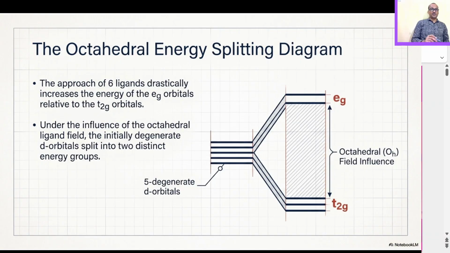So when the approach of 6 ligands takes place to the metal ion, the complex will form, and this will split the 5 degenerate orbitals into 2 sets, the T2g set of orbitals and the Eg set of orbitals. So under the influence of the octahedral ligand field, the initially degenerate d orbitals will split into 2 energy sets, that is the T2g set and the Eg set.